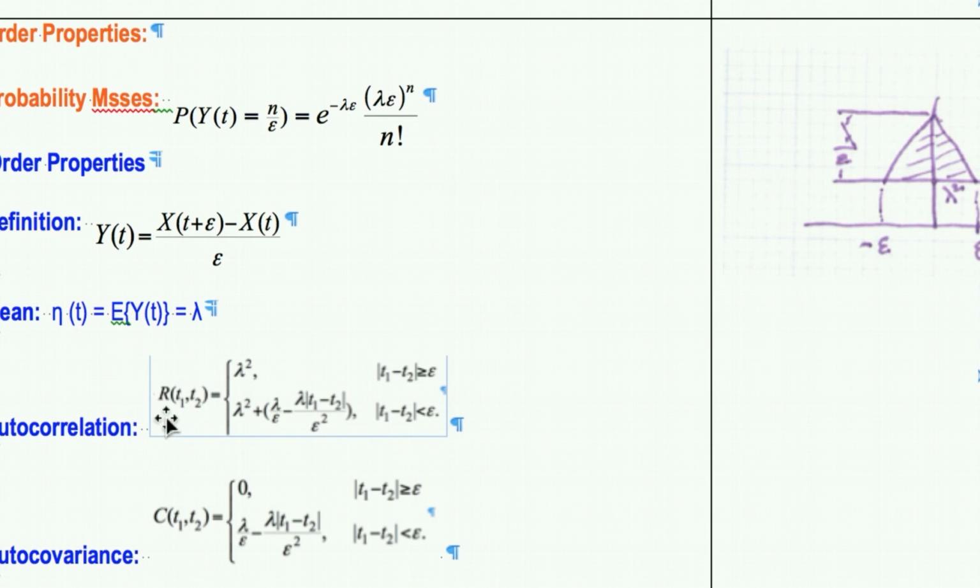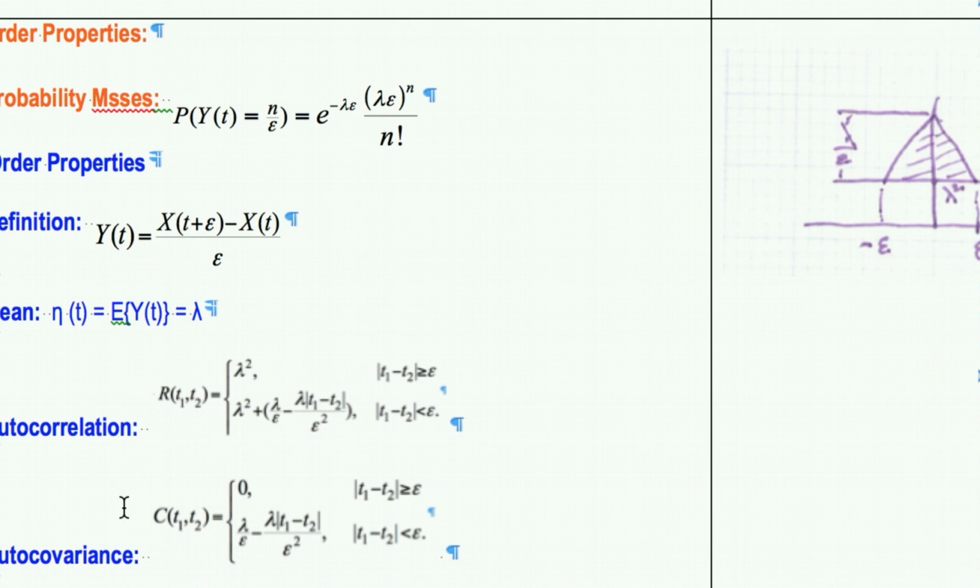The autocorrelation R of T1, T2 is equal to lambda squared when the absolute value of T1 minus T2, or tau, is greater than epsilon, or it is equal to lambda squared plus the quantity lambda over epsilon minus lambda times the absolute value of T1 minus T2, quantity over epsilon, when the absolute value of T1 minus T2 is less than epsilon.